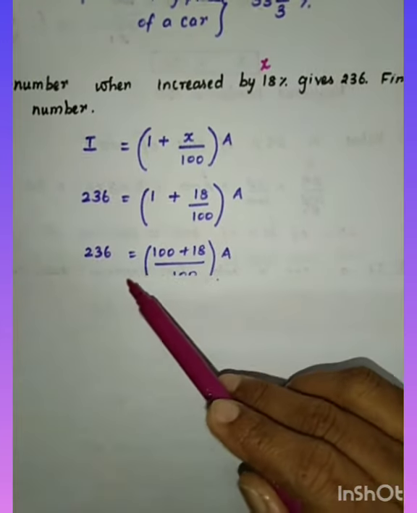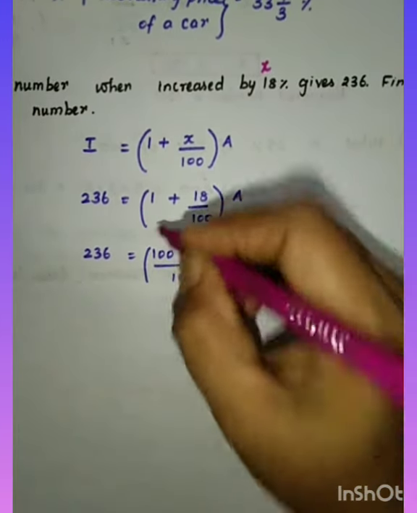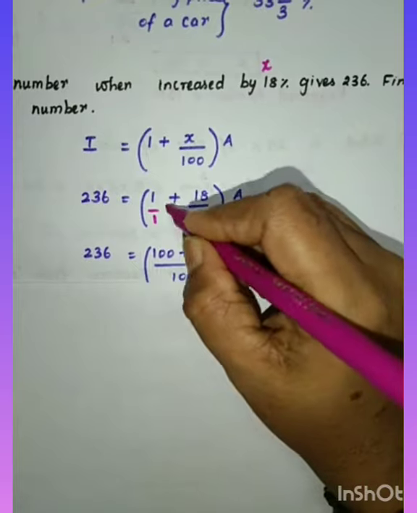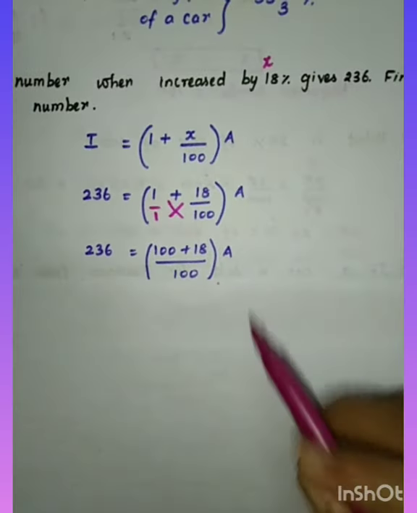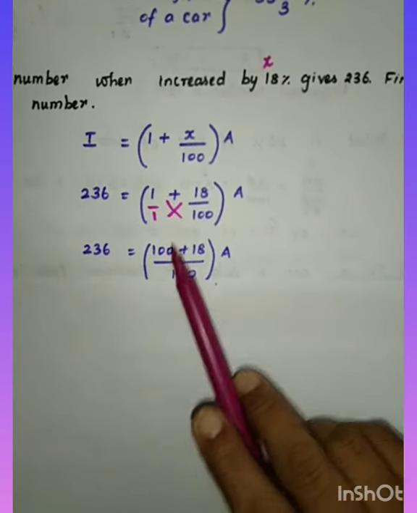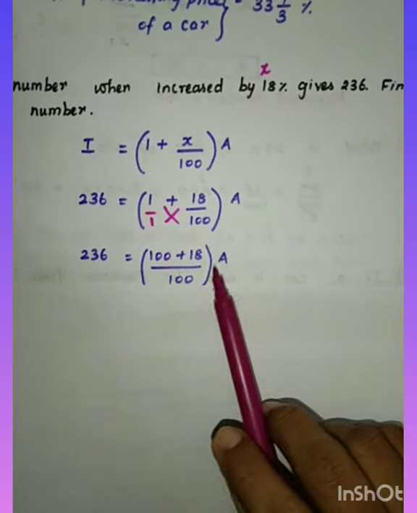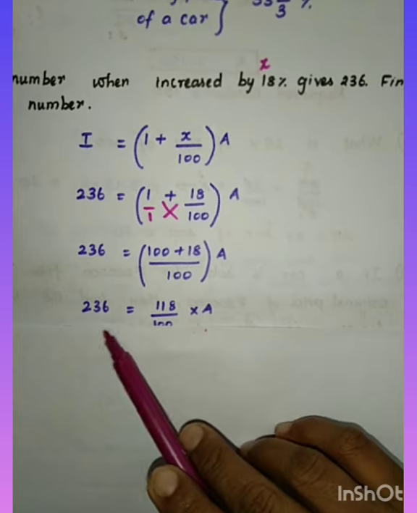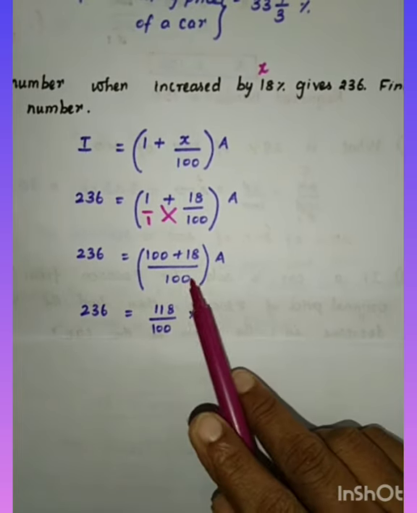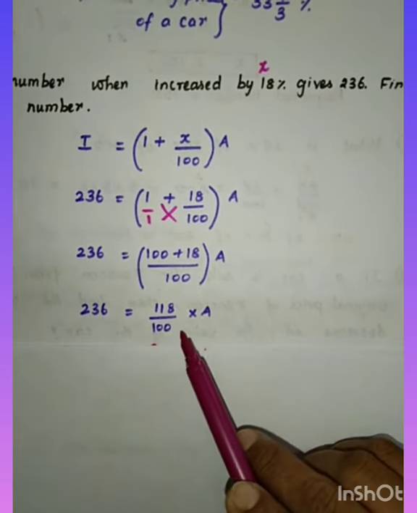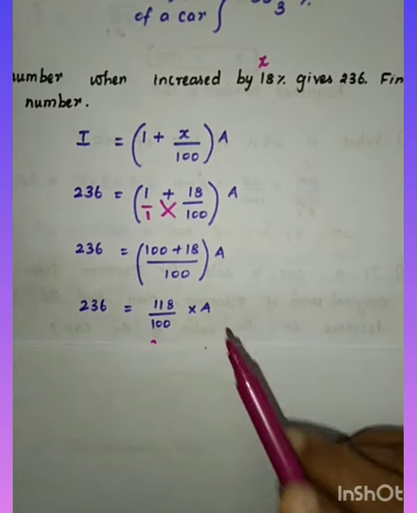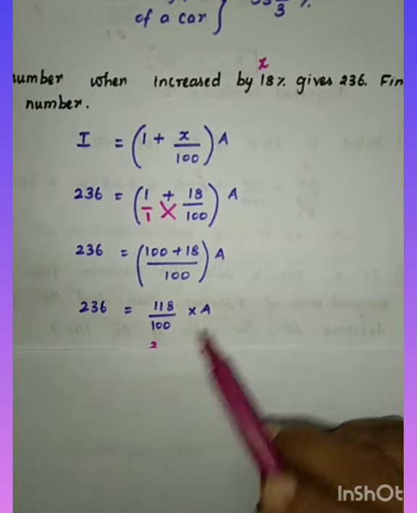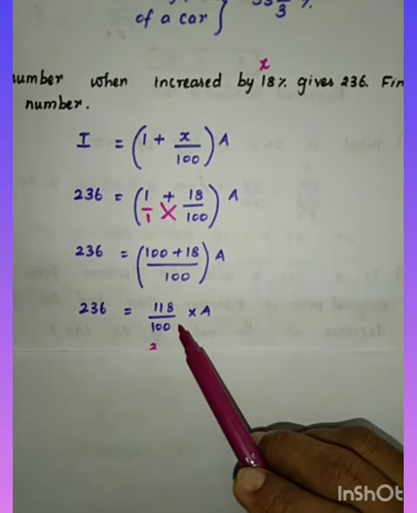Now 236 equal to, here the denominator is 1. So we can cross multiply. We can take LCM. So 1 into 100 is 100 and 1 into 18 is 18 and the denominator is 100 into a. Therefore 236 equal to 100 plus 18 is 118 by 100 into a. Now we are going to find out the value of a. So we can take the reciprocal of this.